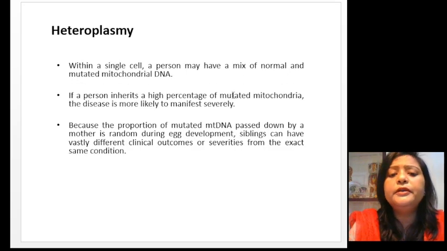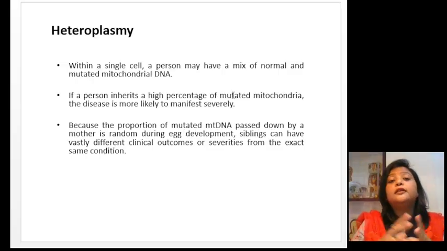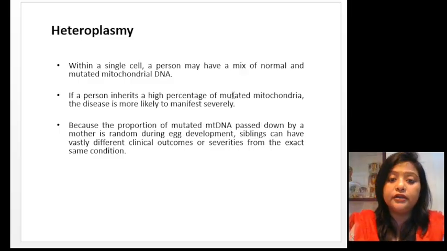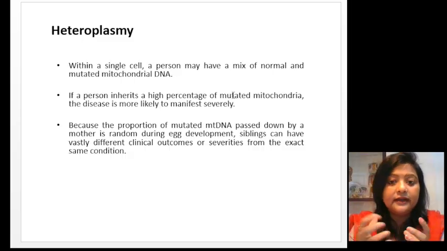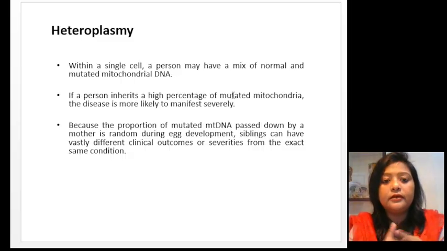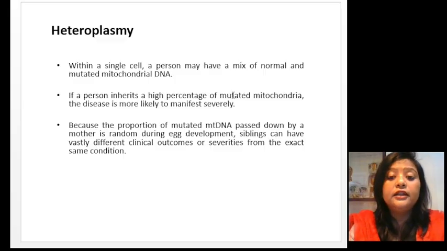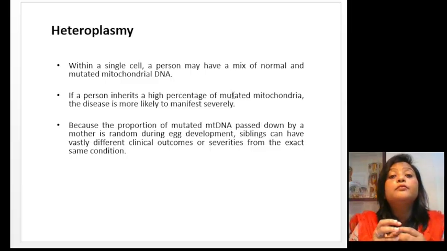Now let's talk in a bit more detail. In heteroplasmy, a person will have a mix of normal and mutated mitochondrial DNA. Suppose he has inherited both normal and mutated, and has a high percentage of mutated mitochondria, then the disease is more severe. It will occur, and this occurrence will be more severe.